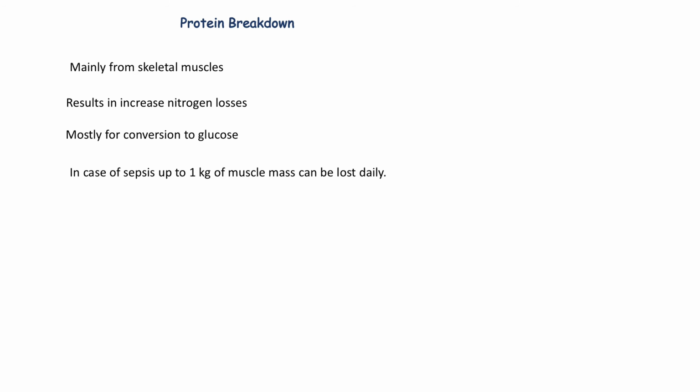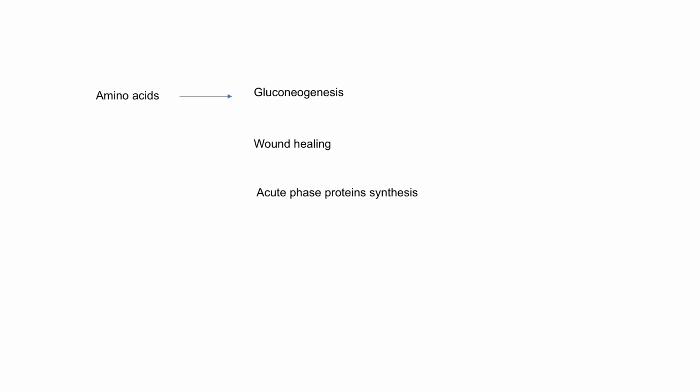Significant muscle mass can also be lost after major trauma, burns, and surgery. Cortisol is mainly responsible for protein breakdown, and cytokines also contribute to this process. Amino acids derived from protein breakdown have important functions. These amino acids are used for gluconeogenesis and for synthesis of proteins that help in wound healing. These amino acids are also used for synthesis of acute phase proteins.